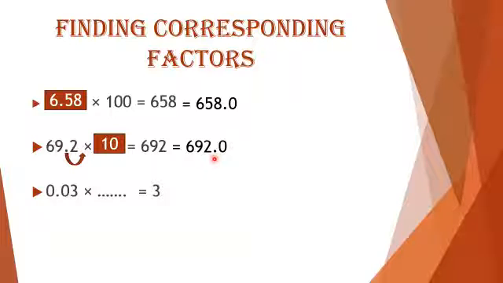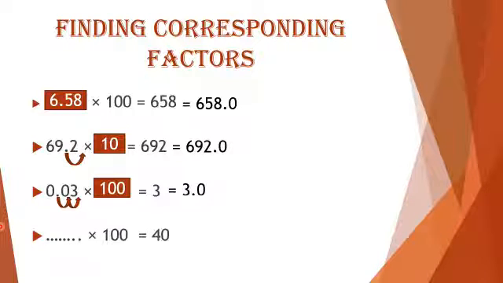0.03 times what? It's equal to 3. 3 in reality is equal to 3.0. Look at the decimal point here. Now in the answer, it's after 3, which means it has moved 1, 2 steps. That's why we have multiplied by 100.